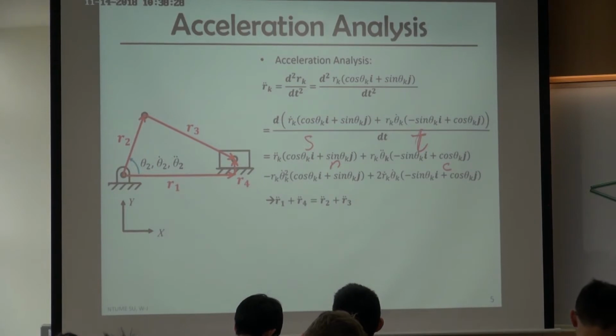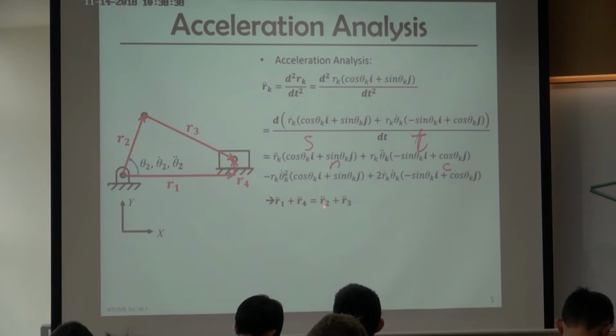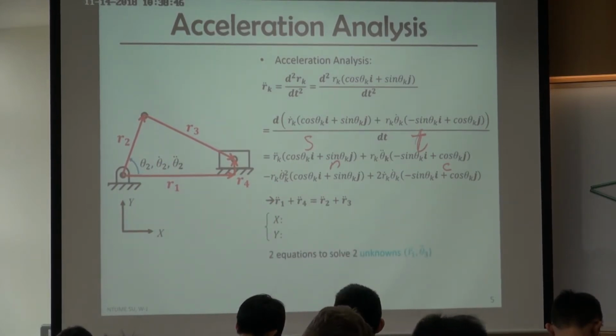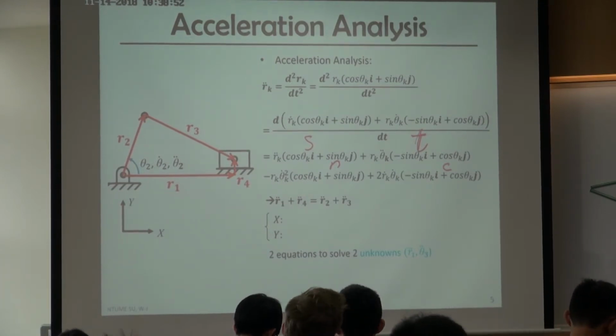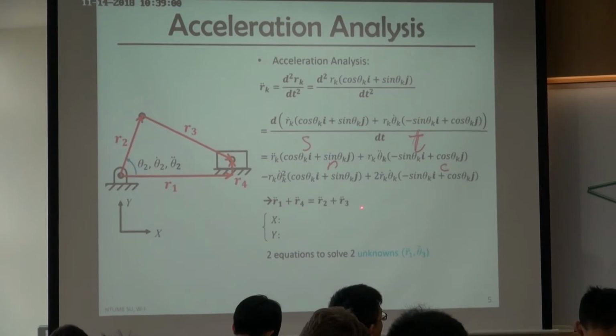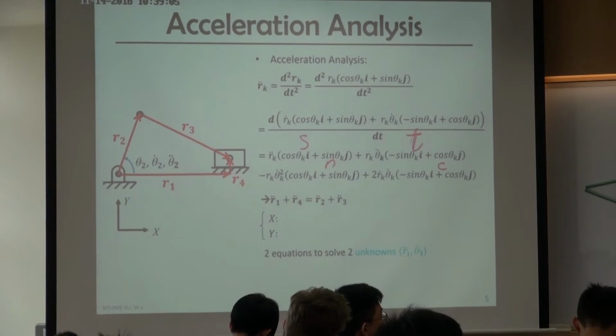So anyway, the same vector equation, you do the time derivative twice, then you'll get these new equations. So it's R1 double dot plus R4 double dot equals R2 double dot plus R3 double dot. I'm going to write on the board. This one is going to be long because there will be more terms here. Okay, I'll just write them on the board.